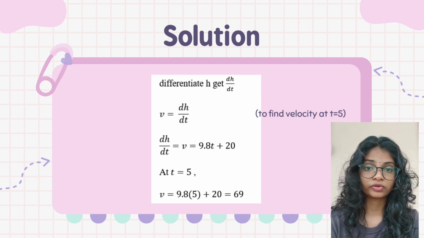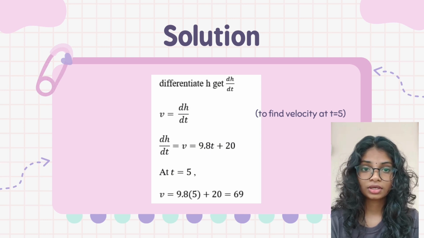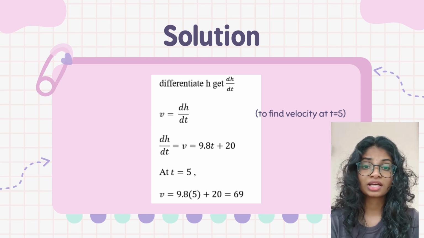To answer the first part of the question, I have to find the velocity at t = 5. Firstly, I have to determine the equation of velocity by differentiating the equation of altitude. So, the equation of velocity now is v = 9.8t + 20. Once I have determined the velocity equation, I have to substitute t = 5 into the equation. Therefore, v = 9.8 multiplied by 5 plus 20, which equals 69 meters per second.